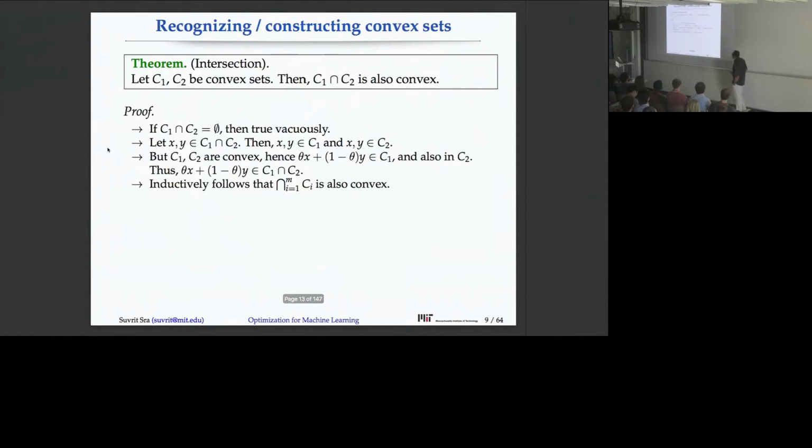Okay, so by far the most important theorem, I think, for convex sets is, if you have a bunch of convex sets, how do you build new convex sets out of old ones?